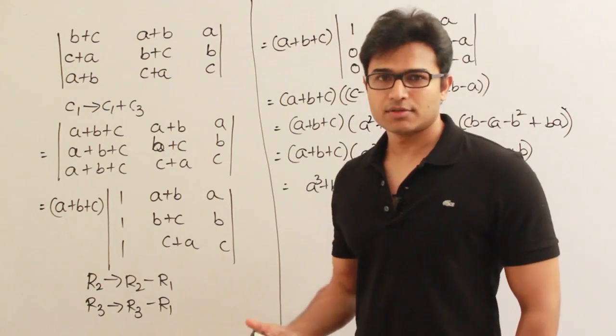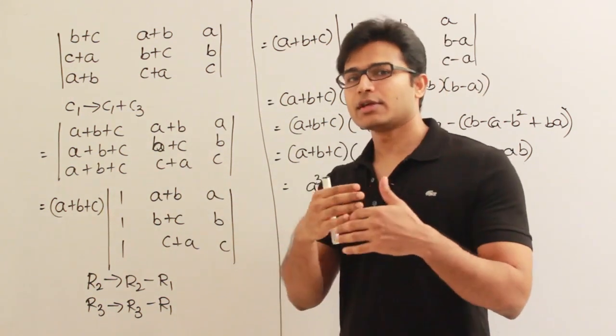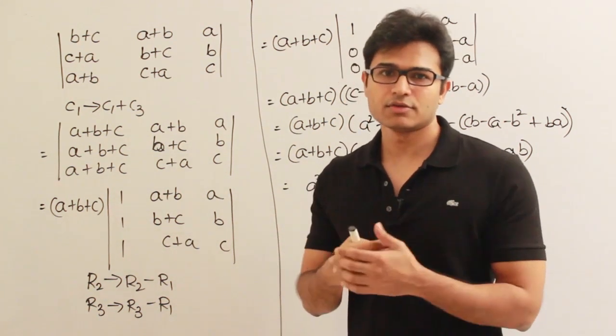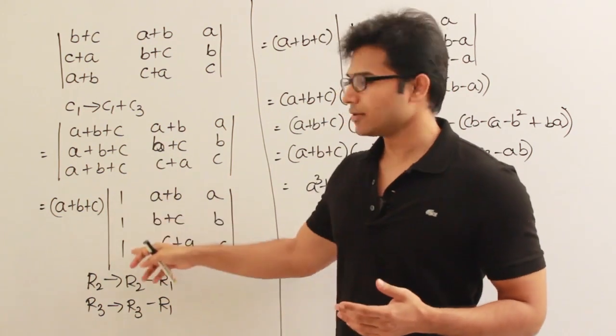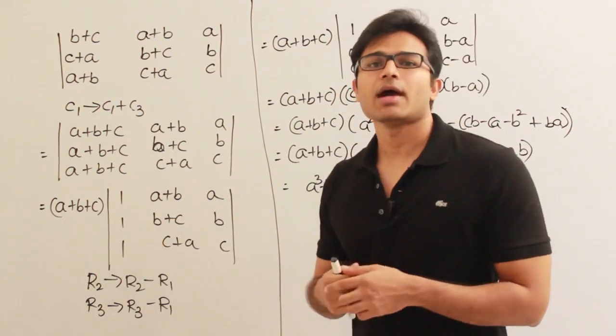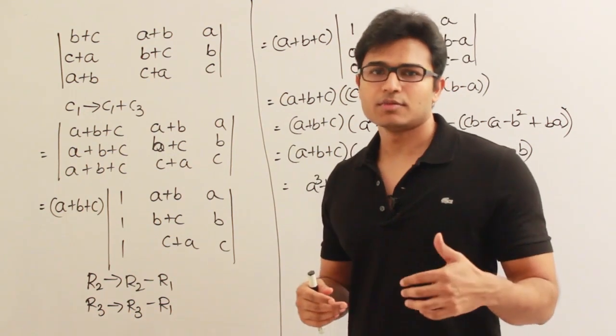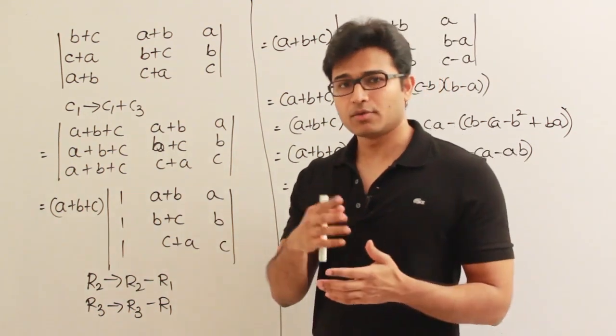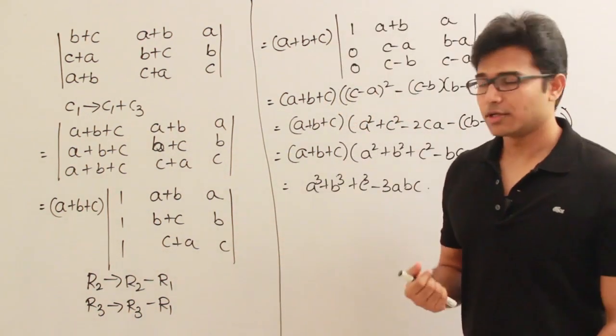Now the next step is, once we get something common and once we get ones and some constant values, the next step is just to make as many elements as possible zeros. Once we get many zeros, then we can find out the determinant.